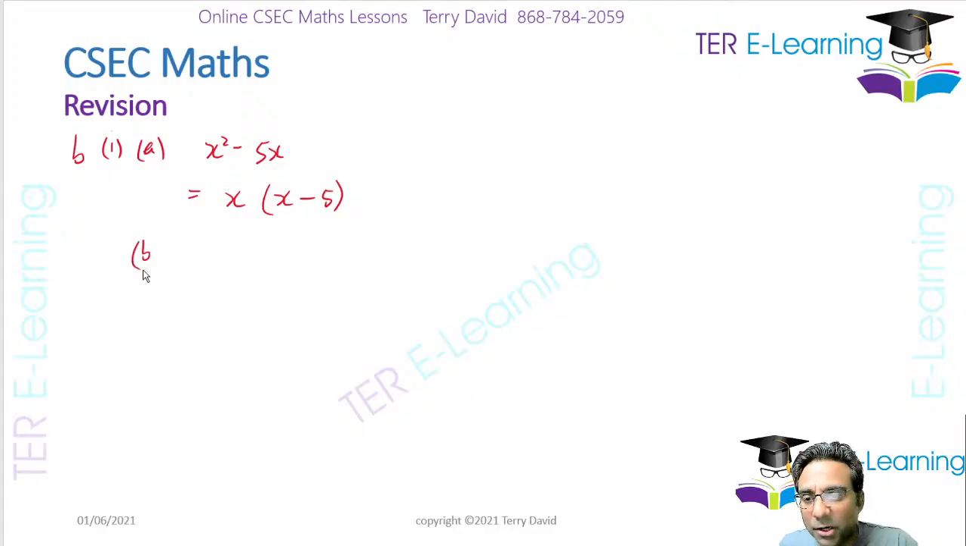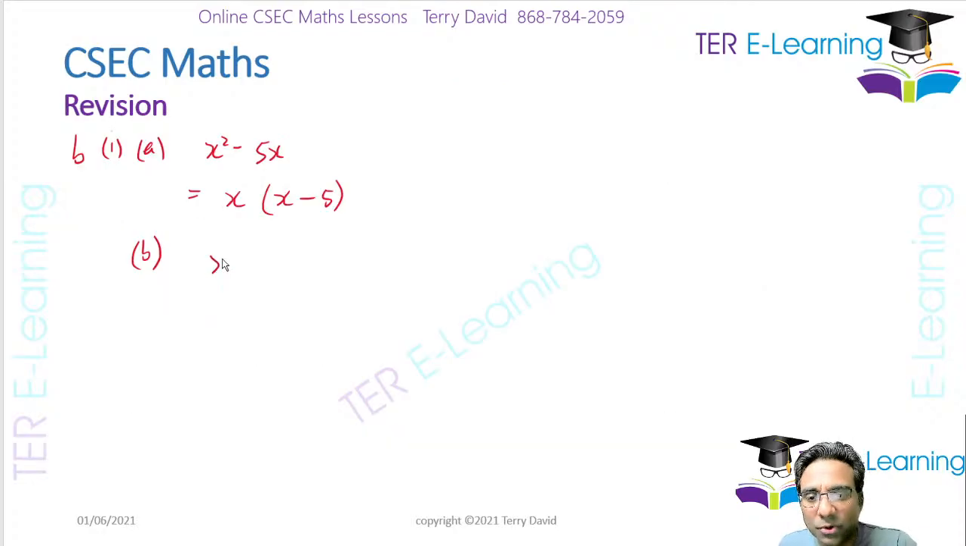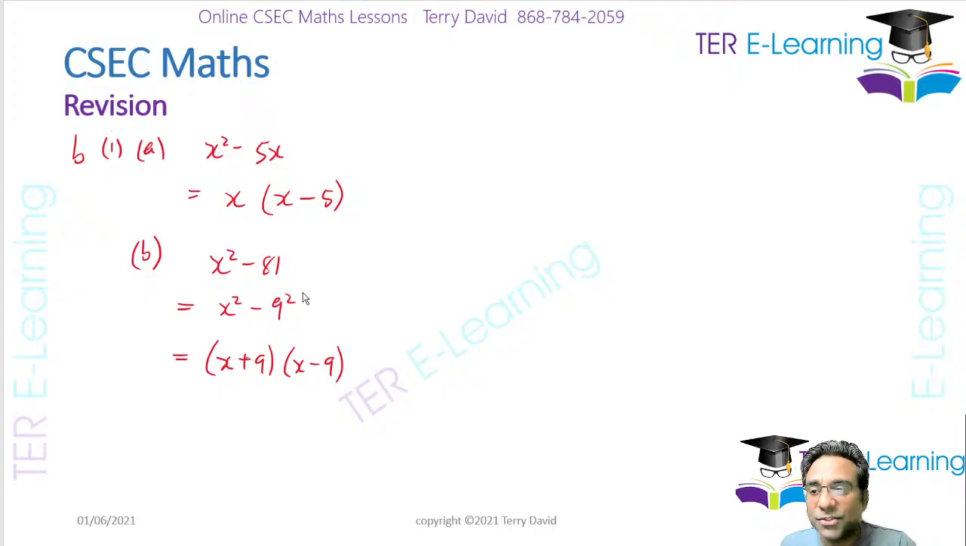So part B now, you want to factorize x squared minus 81. Now this to me looks like the difference of two squares. So I can write x squared minus 81 as x squared minus 9 squared, right? So therefore I can write this as x plus 9 multiplied by x minus 9. So that's how we factorize this. This is straightforward, that's the difference of two squares.